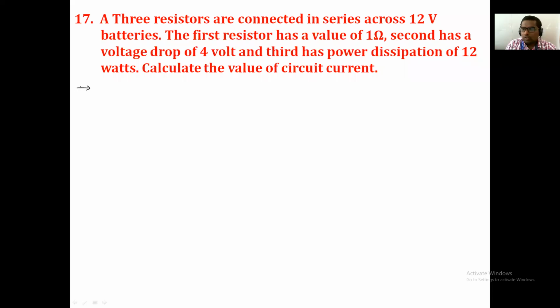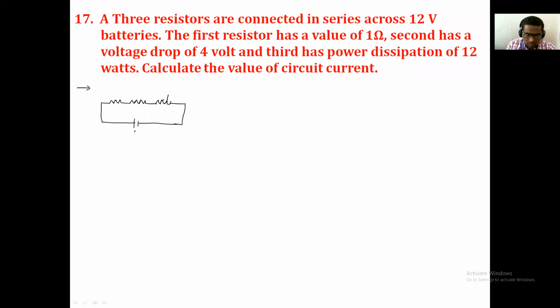If you try to read this numerical very carefully, just check it. What is that? Three resistors are connected in series. Now let me try to draw the diagram here. I consider that this is resistor 1, this is resistor 2, and this is resistor 3. And they are connected in series across a 12-volt battery. Let me connect that one DC voltage source. Now this is connected across a 12-volt battery.